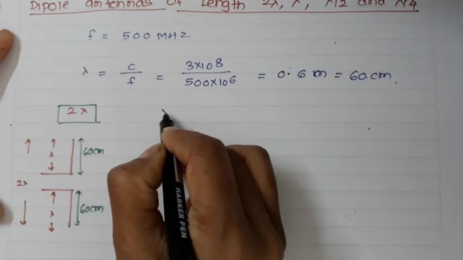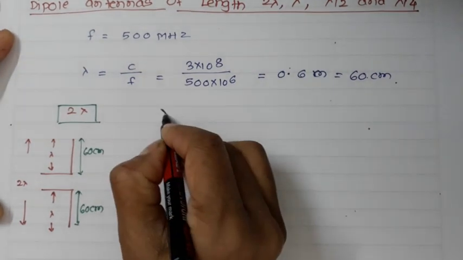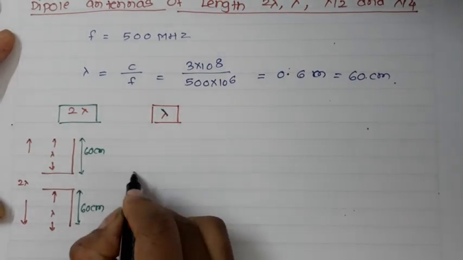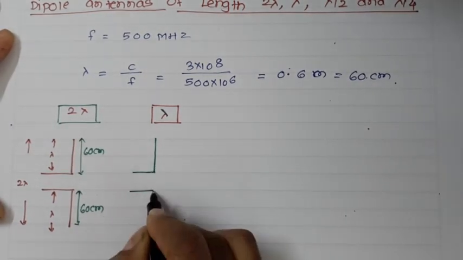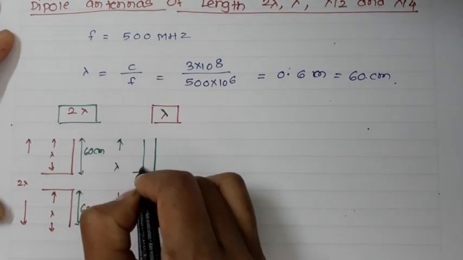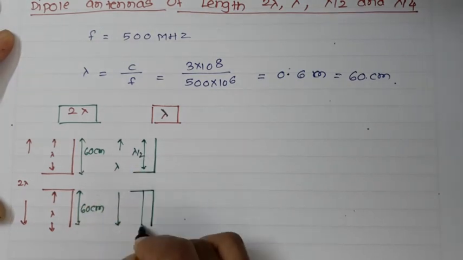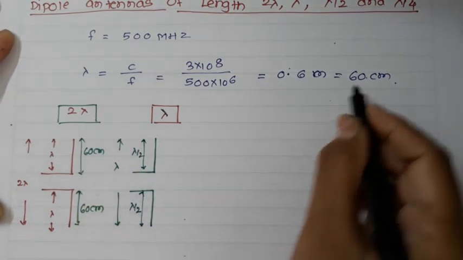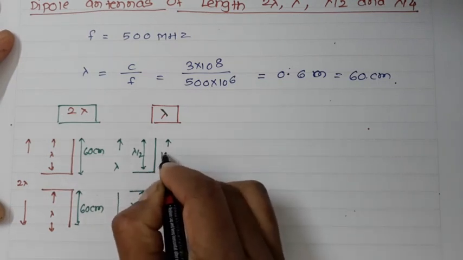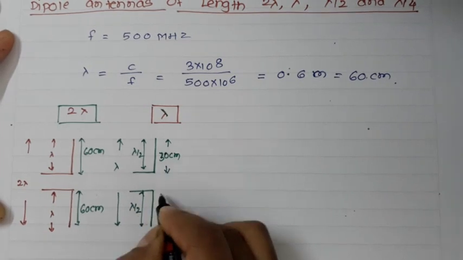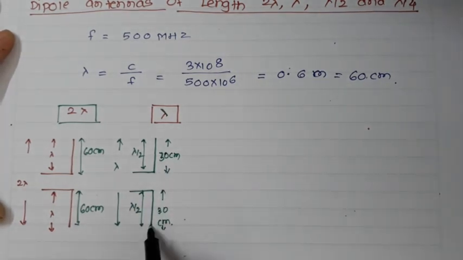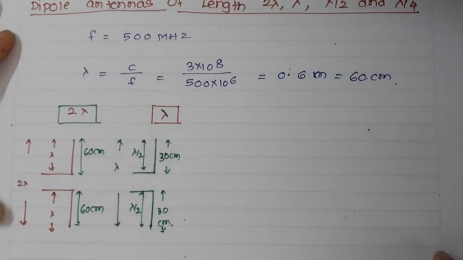When I talk about the antenna of the length lambda, this is the feed point of this particular antenna, and the complete length of this antenna is nothing but lambda. This element must be lambda by 2, and this element must be lambda by 2. We know lambda is 60, so lambda by 2 will be 30 centimeters, and this element will also be 30 centimeters. This is how you design the lambda length antenna.